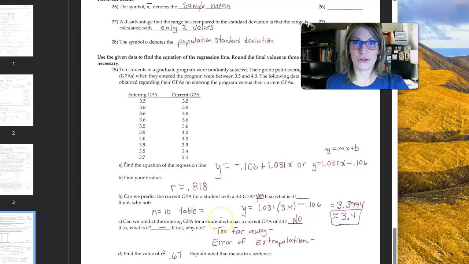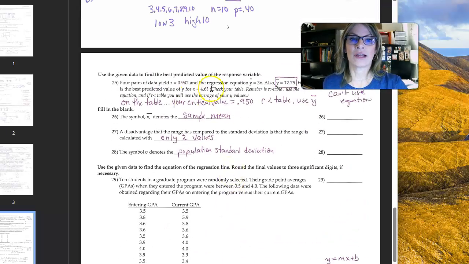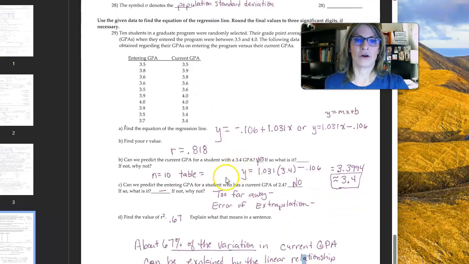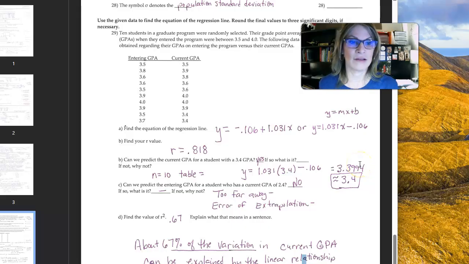R is bigger than your table. Bigger is better. If R is bigger than the table, use the equation. So we're going to use the equation, plug 3.4 into the equation, and we get a GPA of 3.39994. Nobody has a GPA of 3.39994. GPAs are to one decimal place, so this person has a 3.4 GPA.